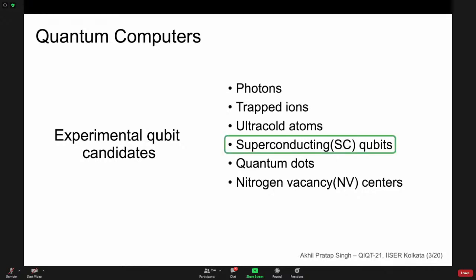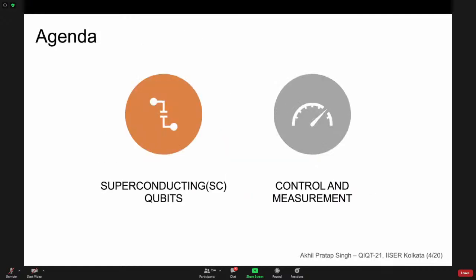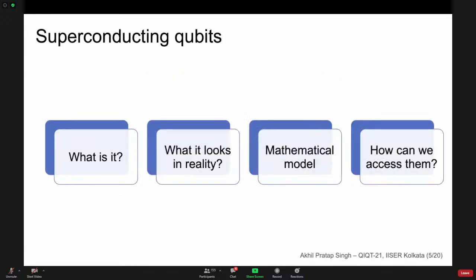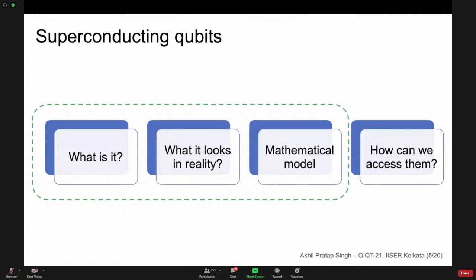So in this talk, I'll talk about superconducting qubits. It is not possible to tell a lot of things about superconducting qubits just to give an intro about it. So the agenda would be to tell about superconducting qubits, to get familiar with it, and then to tell how we control and measure it. In the first part, I'll focus on three subsections: what is a superconducting qubit, how it really looks in reality, and a small mathematical model. And then we'll talk about how we can access them.